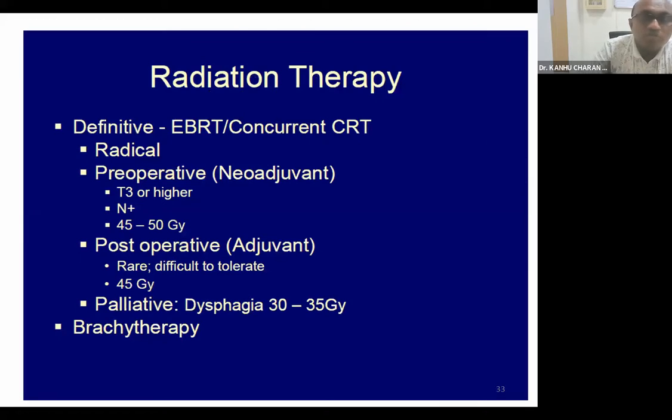Radiotherapy is mostly useful as definitive treatment, mostly for cervical, inoperable, and other esophageal cancers. Either you can go for external RT or concurrent CT-RT. In the post-operative adjuvant setting, it is rare and difficult to tolerate. For palliative RT, you can go for dysphagia relief, and you can go for brachytherapy also.